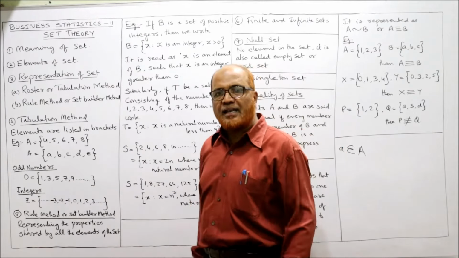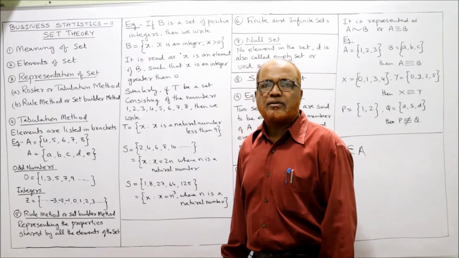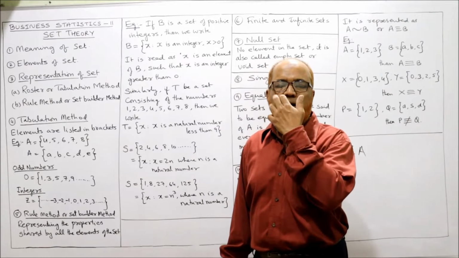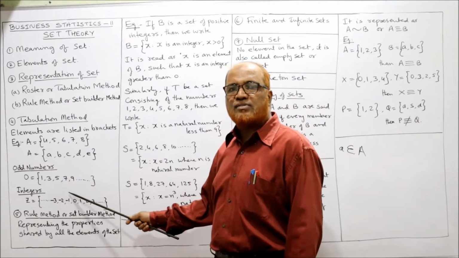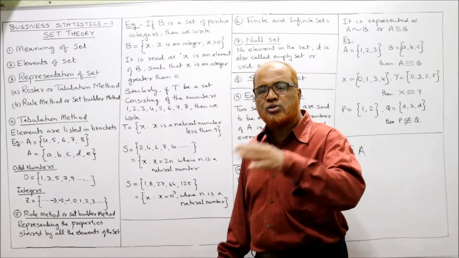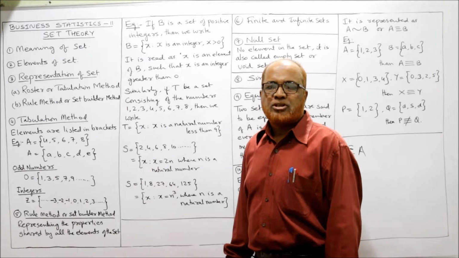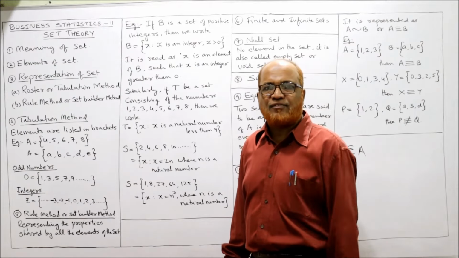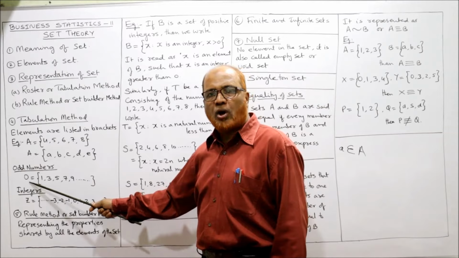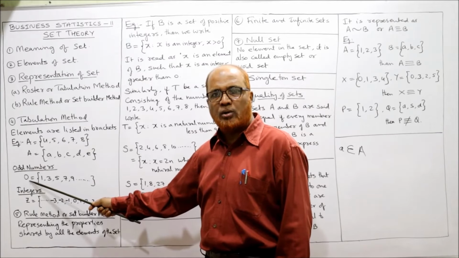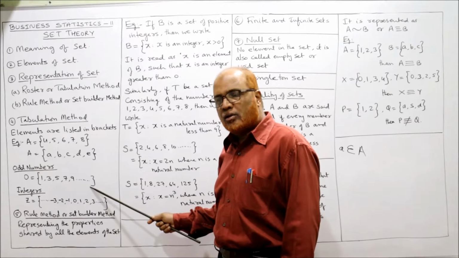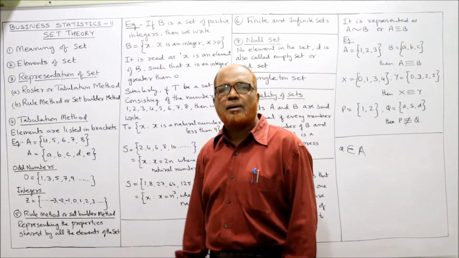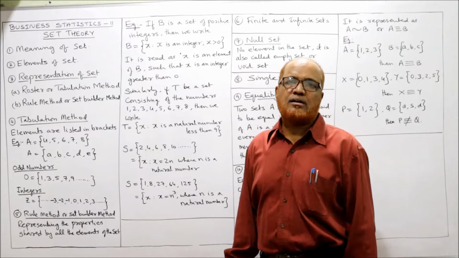Then odd numbers. Another example I give you, odd numbers. How to show the odd numbers in a roster method? The odd numbers are 1, 3, 5, 7, 9, 11, like that. It goes on up to infinity. So how to represent this in a set form? O means odd numbers. The name of the set is O, and the elements are 1, 3, 5, 7, 9, etc. So put it in bracket. It is the example of roster set.